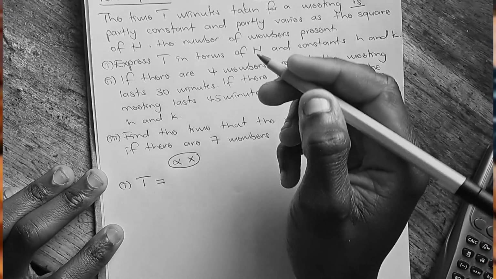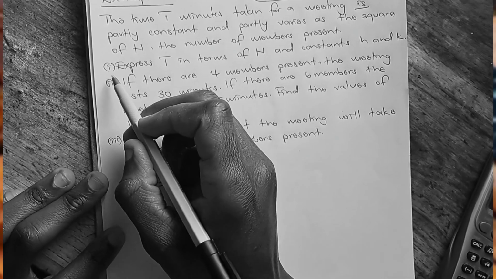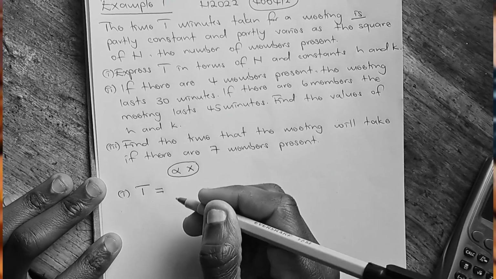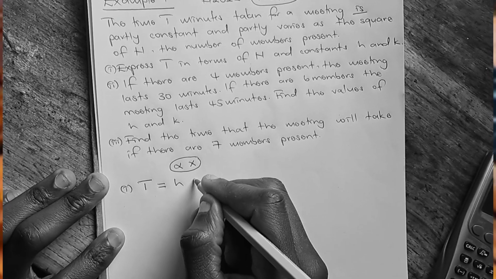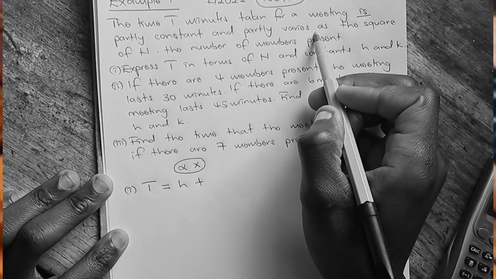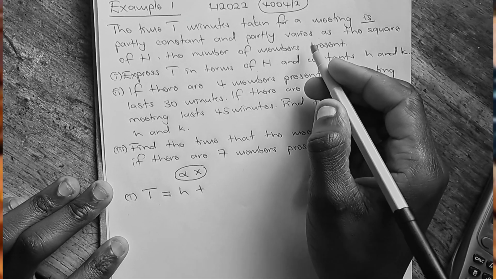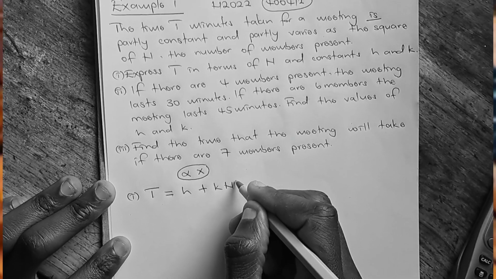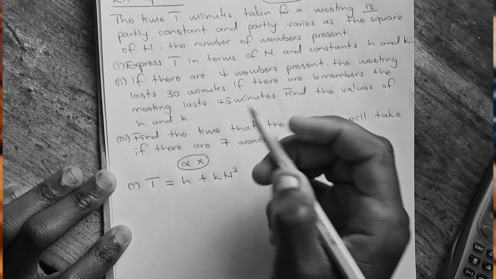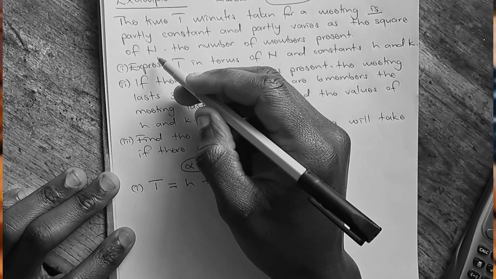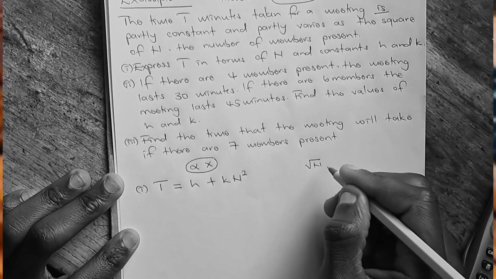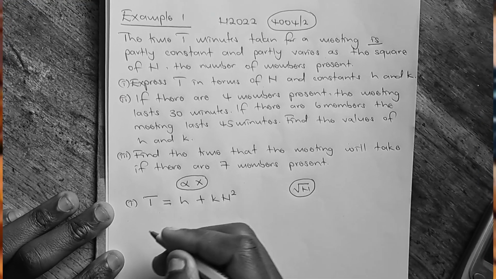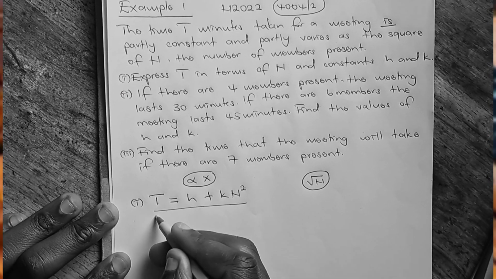Partly constant, before you put any constants, you first check item 1. Express t in terms of n and constants h and k. So h, partly constant, we say the h will be independent, h plus, then partly varies as the square of n. Partly varies, it will be attached to something, means that the constant k will be attached to n squared. So square of n, it's n squared, while if it's square root of n, it will be root of n. But this one is not asked, so we are going to concentrate on this one. So for item 1, you'll be awarded 1 mark and you'll be done with item 1.